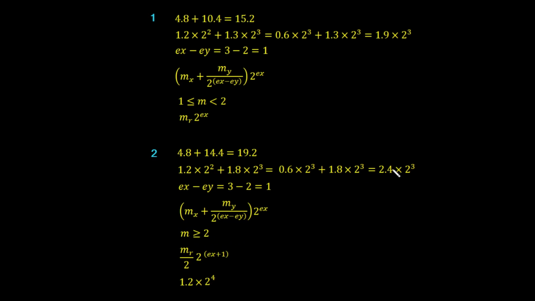So in this instance here, what we have to do is make this a number which is between 1 and 2. Well, we can do that by halving this number, so that becomes 1.2. But if we halve this number, to keep this number the same, it means that the exponent is going to have to go up by a factor of 1. So that goes up to 2 to the power of 4. So the little bit of mathematics that describes this is going to be mr upon 2 times 2 to the ex plus 1. Now, what we see here is the ripple through into the exponent.